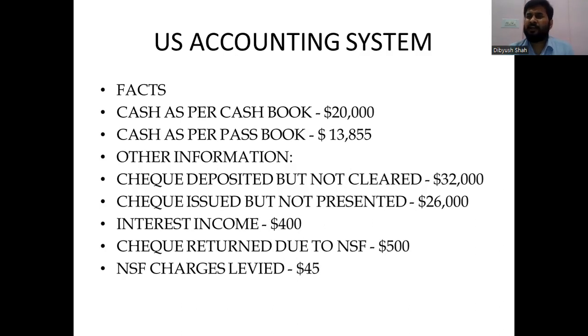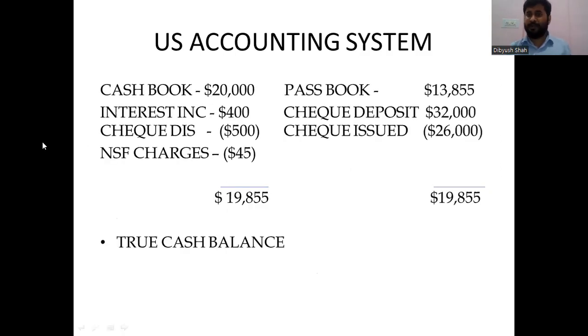So they are saying, don't tell us why it is different. Tell us what would have been the true cash balance if all these transactions were actually recorded. Now this seems something different, right? Always remember that this was what we knew. We only knew this. This is what the US accounting system asks you to do.